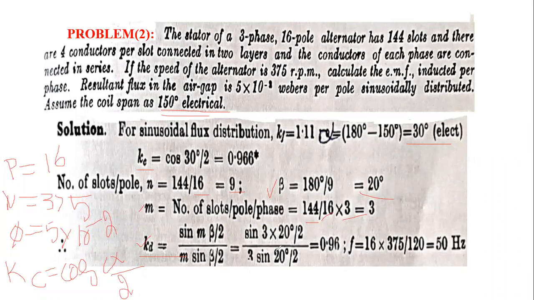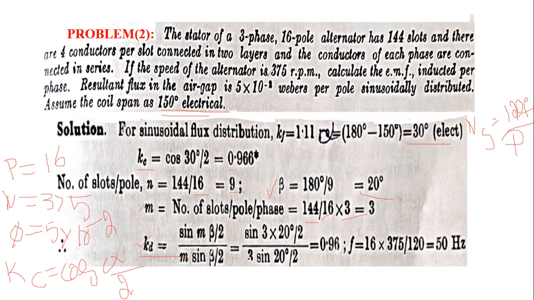After calculating the distribution factor, first we calculate the frequency. How will we calculate that frequency? We are well known about the speed formula, that is the synchronous speed. What is the formula for synchronous speed? Ns is equal to 120 F by P, where F is the supply frequency and P is the number of poles, N is the speed.